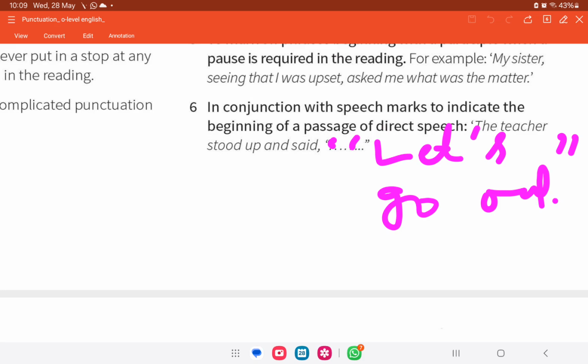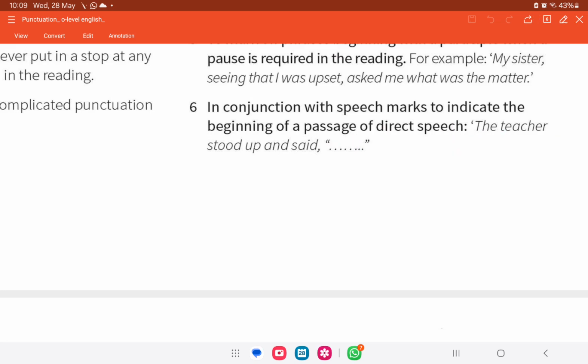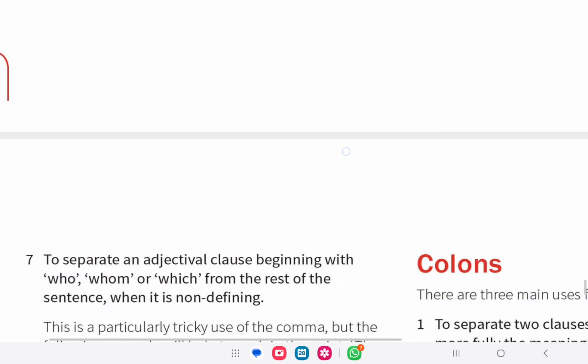So we put a comma after the reporting speech, before starting the reported speech, right? Reported speech is written in quotation marks, whereas the reporting speech is written before that, and we put a comma after said or requested or whatever the word is that is written there. Okay, next one is the seventh one. There are 8 uses of a comma.